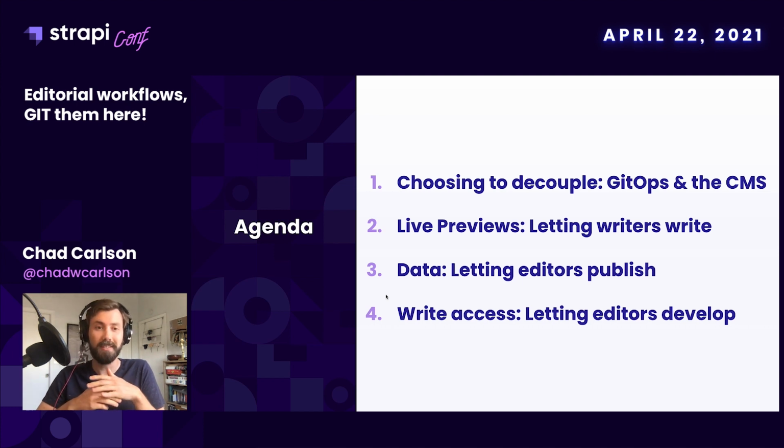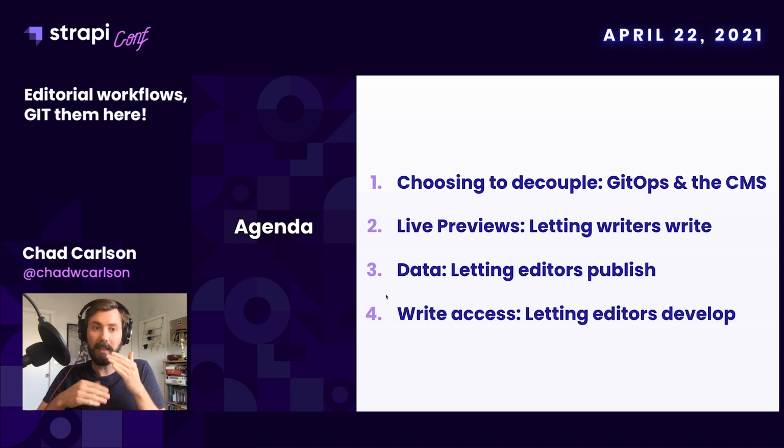And so this talk is meant to be largely experimental. There are just some things that I've been playing with on Platform SH that try to get to the heart of this. So the first part will go into the choice to decouple in the first place and how GitOps, the model that we follow at Platform and recommend, works with the content management system approach when it's decoupled.